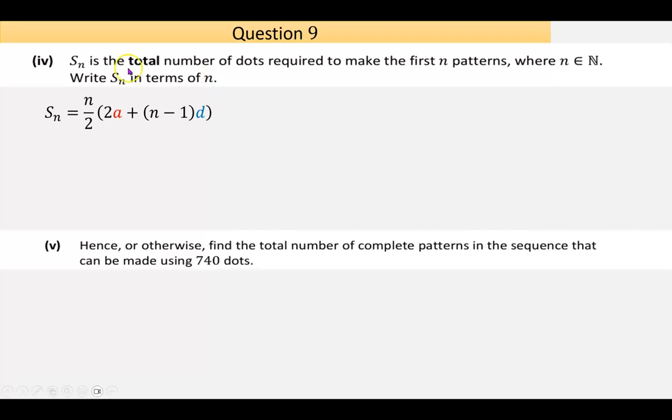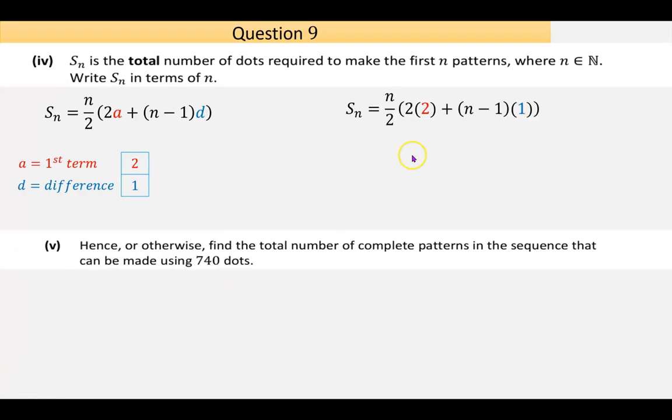Now, this has a number of things going on. The a value is the first term. In this case, it's 2. The difference is 1. So the difference is given back in the previous question. Now we fill them into the formula. Instead of the a value, I'm going to put the 2. Instead of the d, I'm going to put the 1.